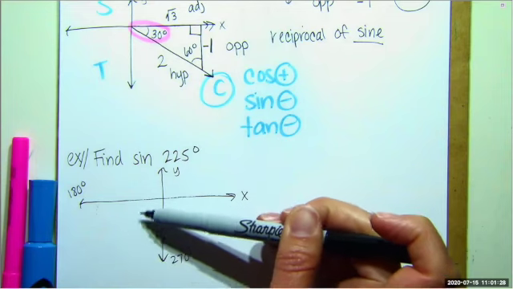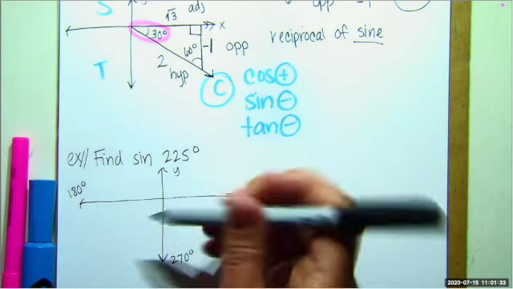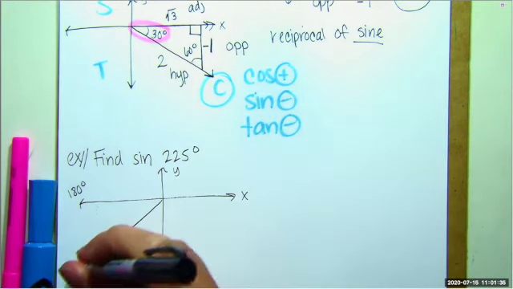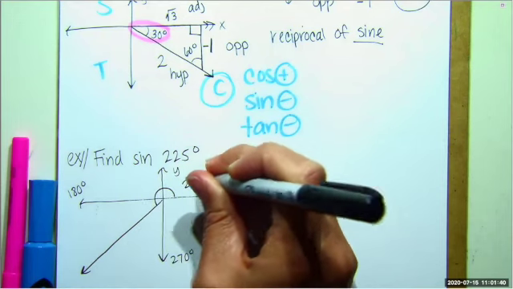And in order to get an accurate picture, let's figure out 225 minus 180 is 45. So we need to go 180 plus 45 more. So this angle is 225.